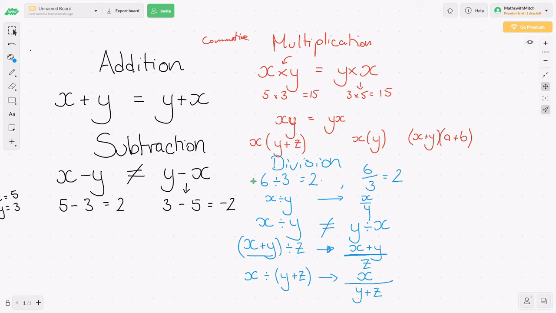So there we are, that's the 4 basic rules of how we're going to be managing terms. So join me in the next video and we'll continue that forward and look at the balance of an equation.